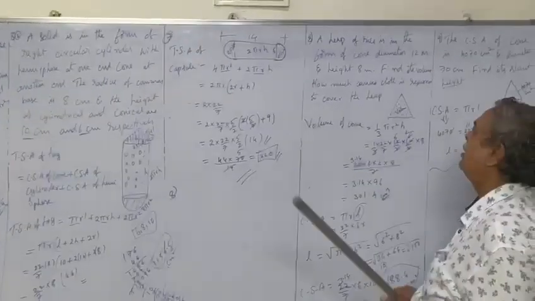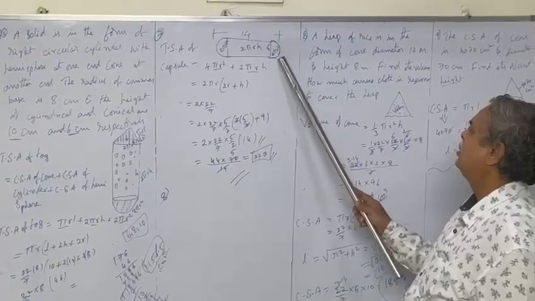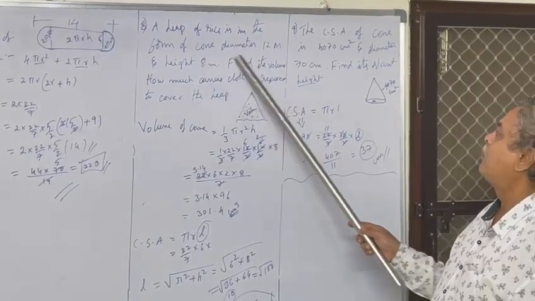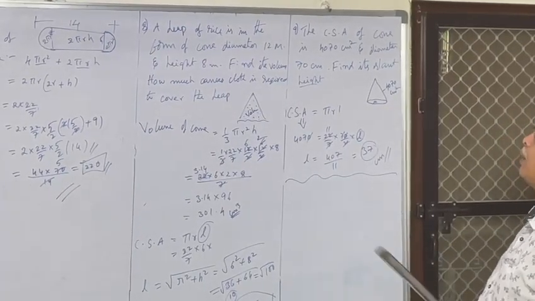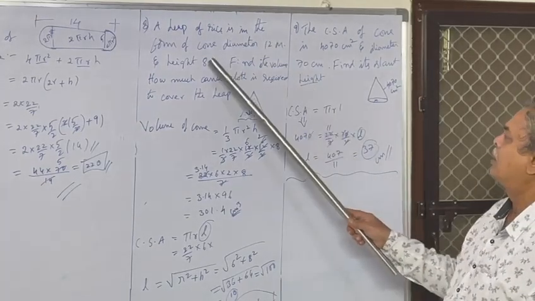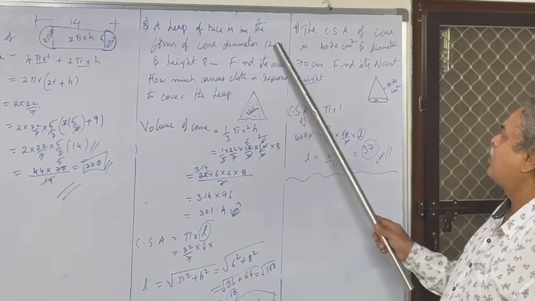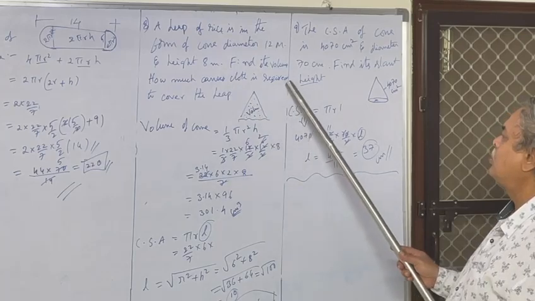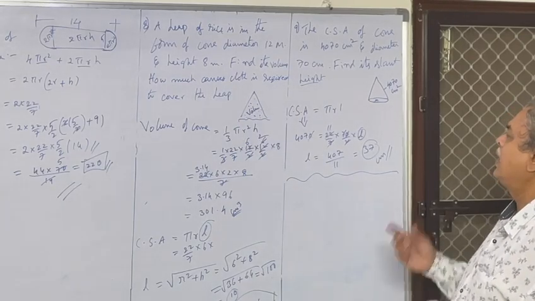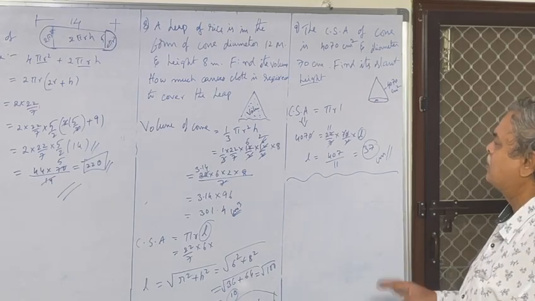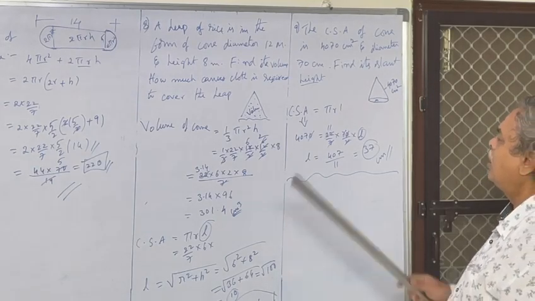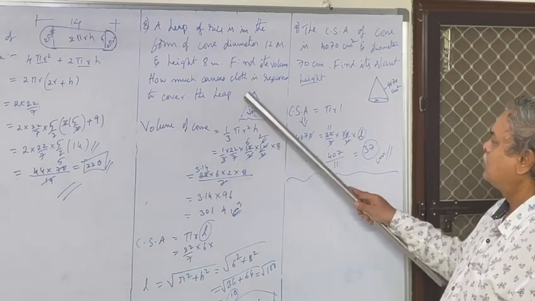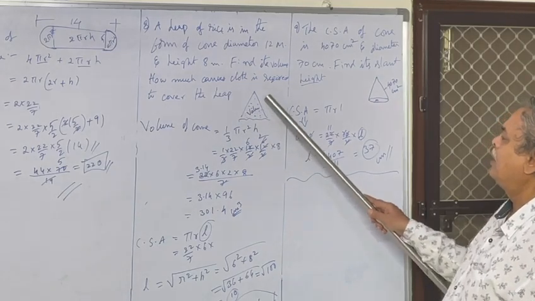Next, the capsule problem. You might have found the dimensions in the form of a cone, diameter 12 meters. The parameters are given in meters: diameter 12 meters and height 8 meters. Find its volume. How much canvas cloth is required to cover the heap? If it is raining, what should you do for tenants? Tenants cover the whole rice heap with canvas cloth, so that it avoids getting wet by the rain.